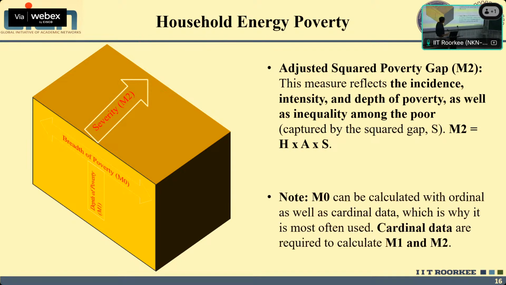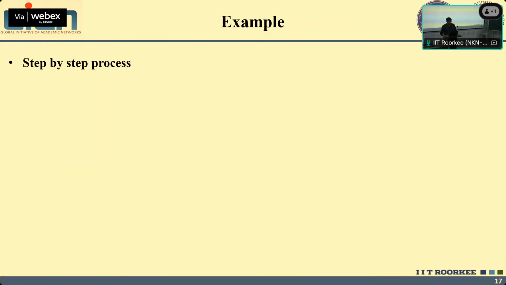Some checkpoint: I may be wrong, maybe you have gone through and found some errors, so please check and we'll correct it at least for our next episode. M0 can be calculated with ordinal as well as cardinal data, which is why it is most often used, whereas cardinal data are required to calculate the other two, M1 and M2. So there are some limitations. Some cross-checking is required when we do advanced estimations to check the intensity as well as the severity. We don't have enough freedom to calculate M1 and M2. We need to cross-check the data carefully.